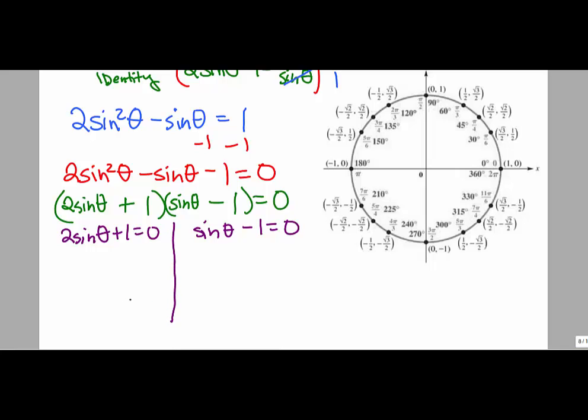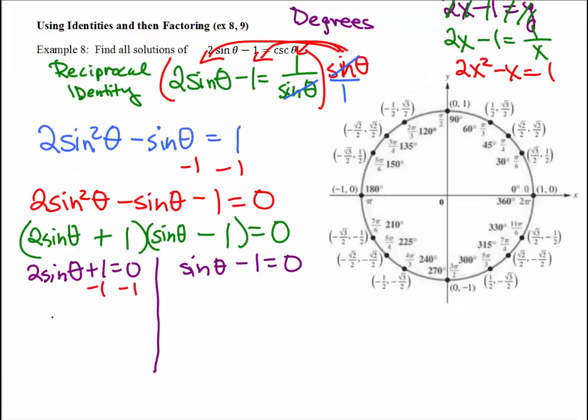Now we have two different linear equations that we want to solve. We're going to subtract 1 from both sides here. So we have 2 times sine theta is equal to negative 1. And then divide both sides by 2. We get sine theta is equal to negative 1/2.